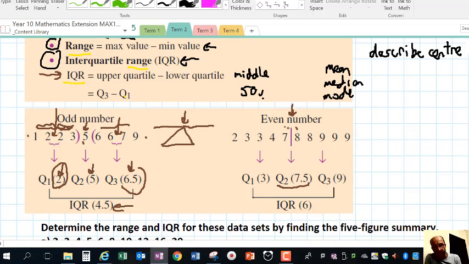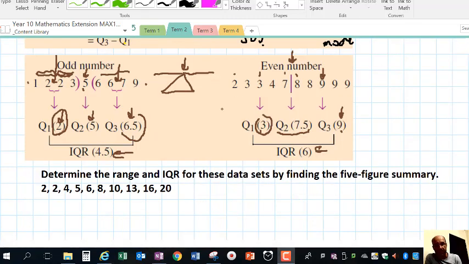We go everything below that line. So that's from 2 up to that 7. We find the middle of that, which is the 3. So the lower quartile Q1 is 3, and the upper quartile above the median, the middle of that, is Q3, which is 9. So IQR is Q3 take Q1, which is 9 take 3, which is 6.